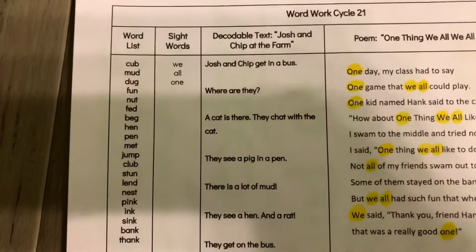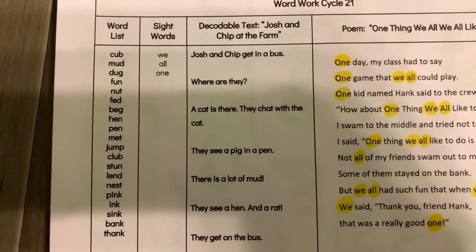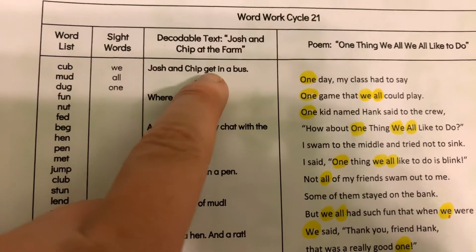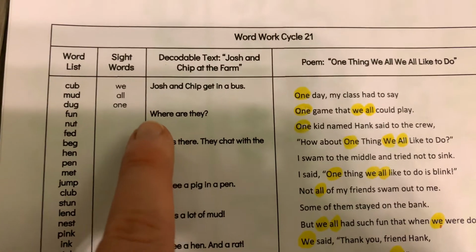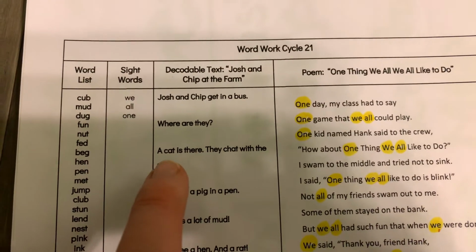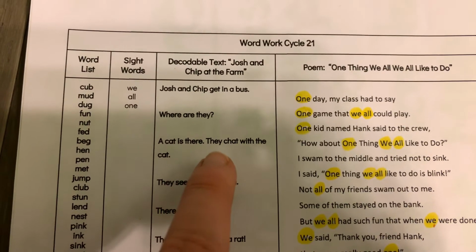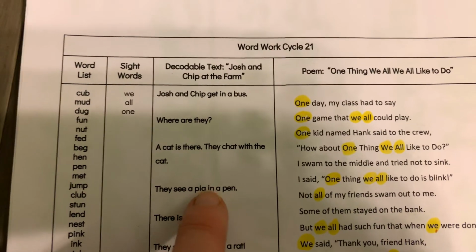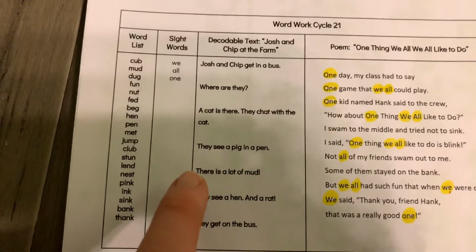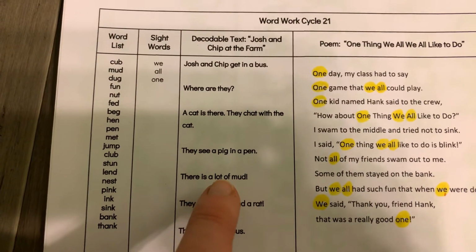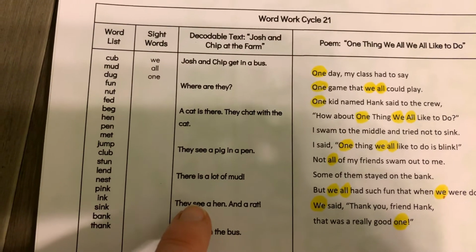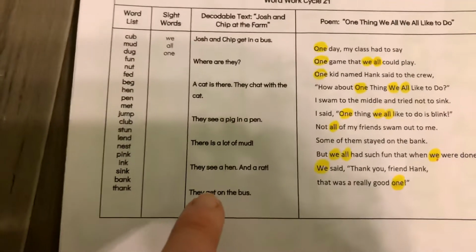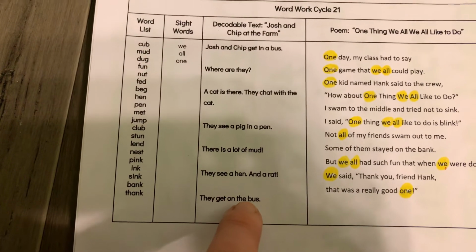So friends, here's the decodable text, Josh and Chip at the Farm. Josh and Chip get in a bus. Where are they? A cat is there. They chat with the cat. They see a pig in a pen. There is a lot of mud. They see a hen and a rat. They get on the bus.